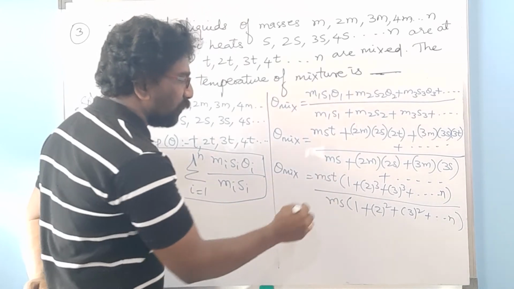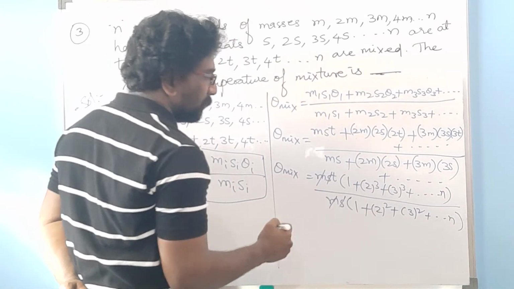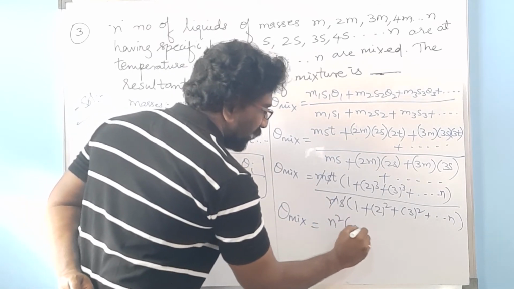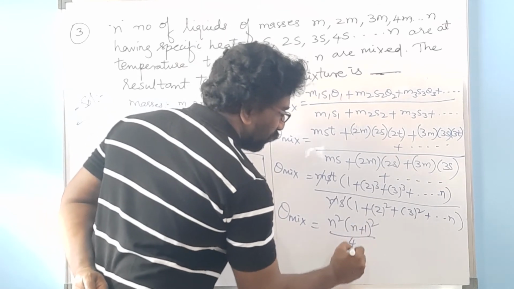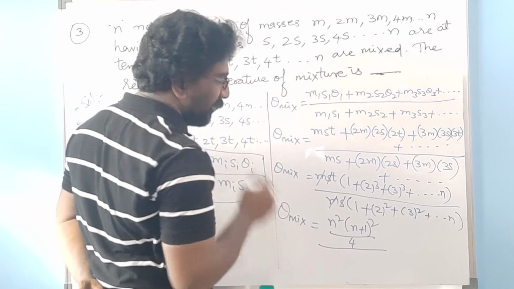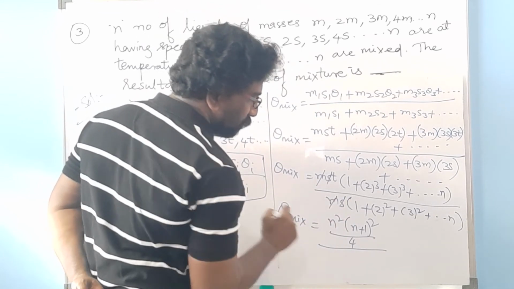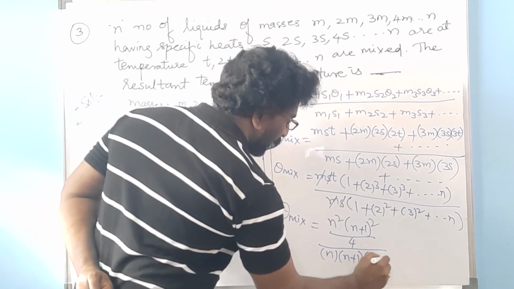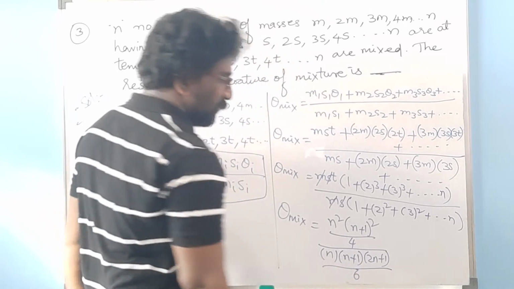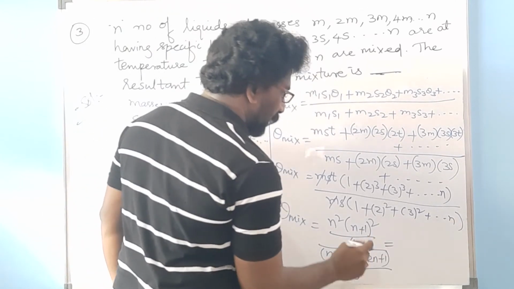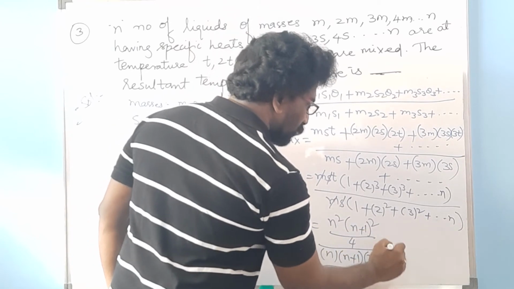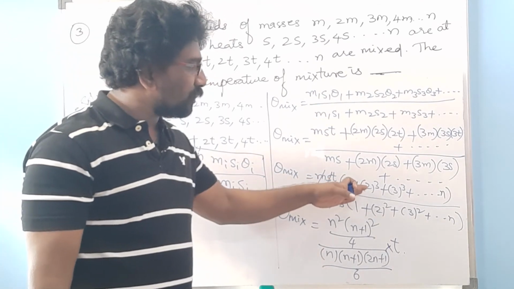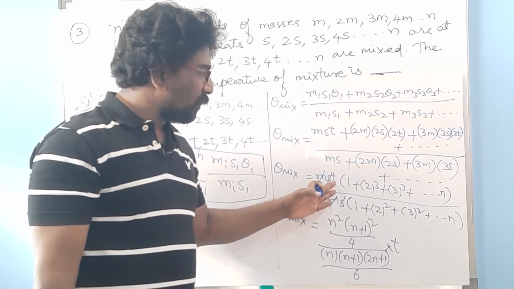So now if you substitute that formula, before that we can make a cancellation of m and s. So theta mix equal to n square into n plus 1 whole square divided by 4, whole divided by n into n plus 1 into 2n plus 1 divided by 6. This can also be written as into t. Okay, you are having into t here. So we have just made the substitution of this series and multiplied by t, which is not cancelled here.